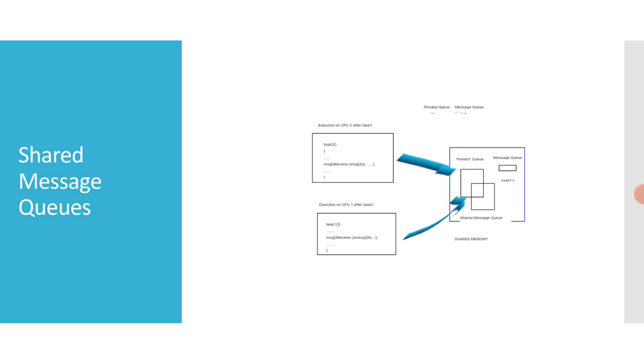Task 1 executes first and is put at the front of the queue because there are no messages in the message queue. Task 2, executing on a different CPU, tries to receive a message from the message queue after task 1's attempt and is put on the queue behind task 1. You can see the message queue is empty.